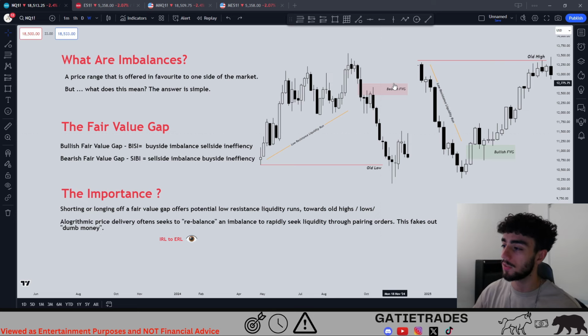So price retraces to offer fair value, you can say, or pair the orders that were not filled long here. So as price comes up, those long orders are being paired, and then we get to continue lower.